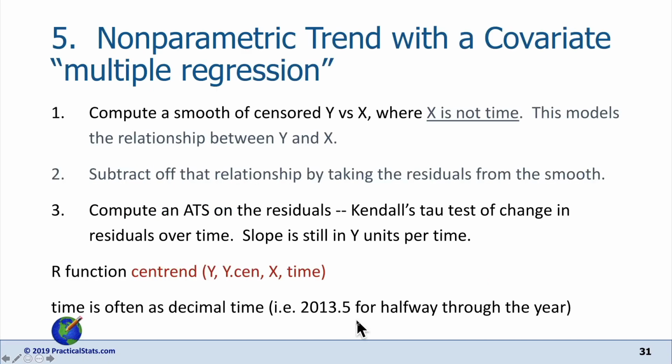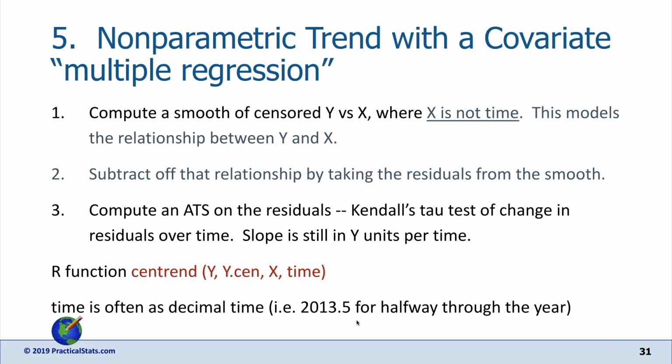Okay, so now the second non-parametric method was where we were going to adapt the procedure for a covariate, a not-time variable, in this case the mean daily flow. And what we want to do here is to model the relationship between y, the concentration of chromium, and mean daily flow, and then subtract that out. And once it's subtracted out, then we do a trend test on what's left, the residuals. So we're going to subtract it out by using a smooth.